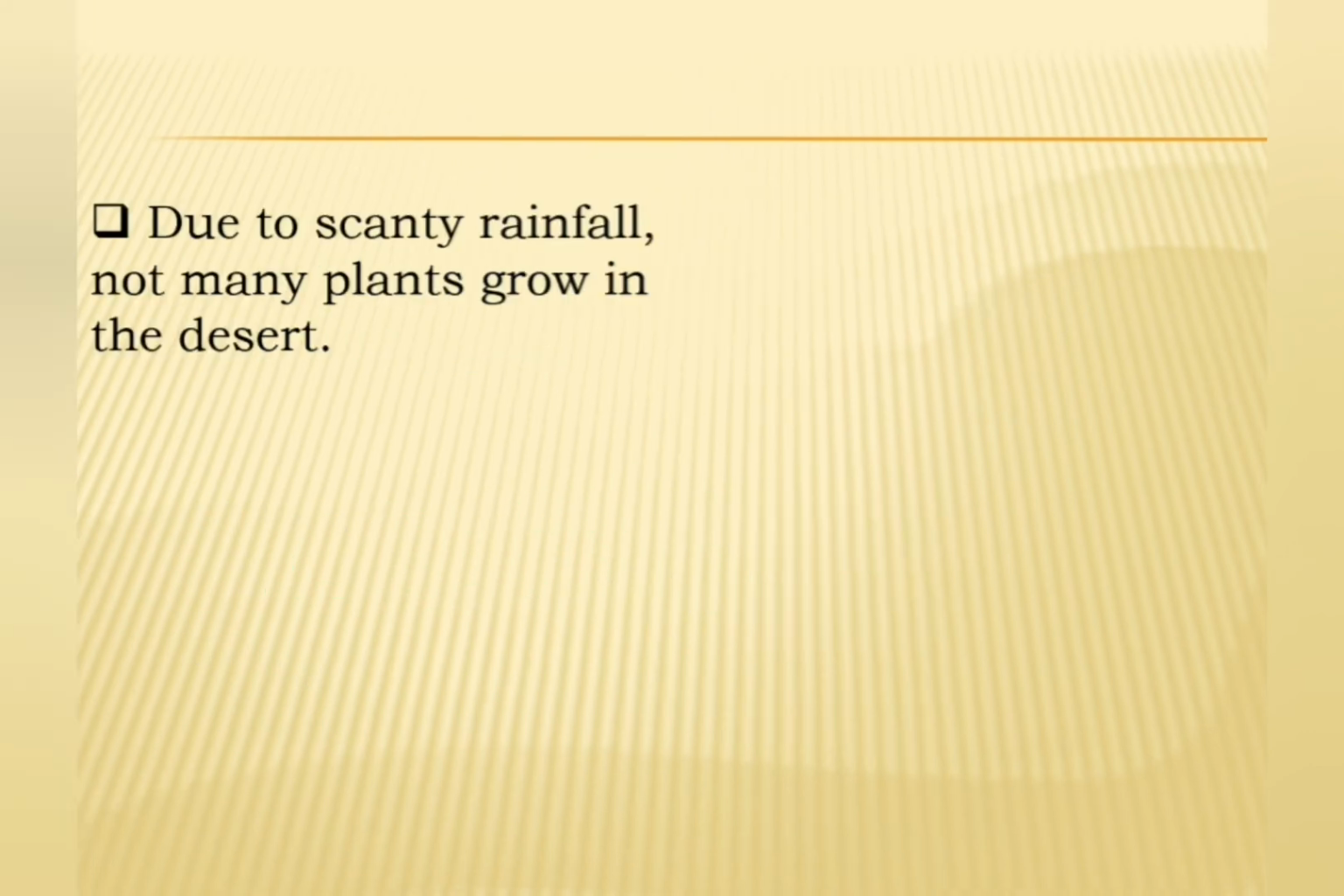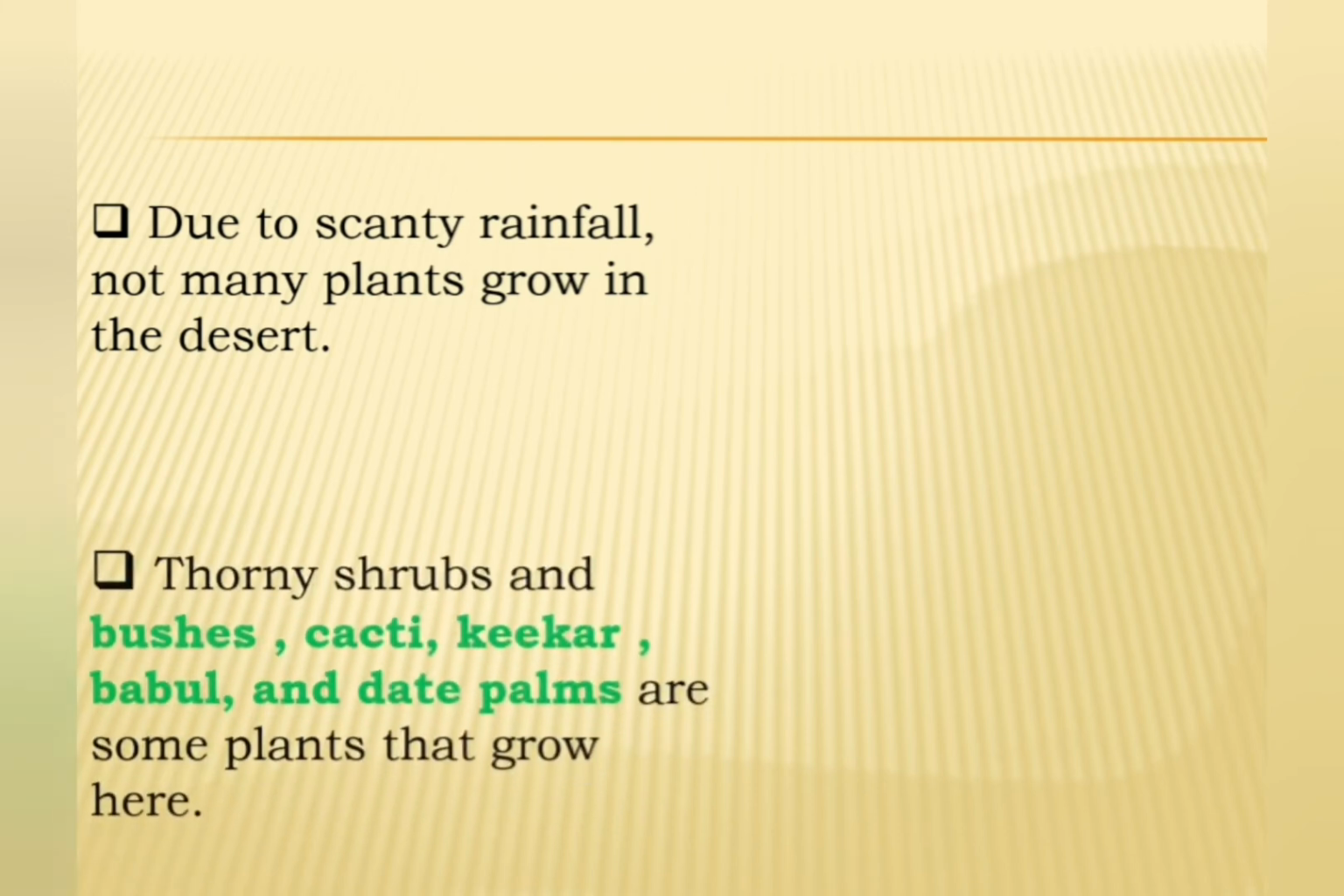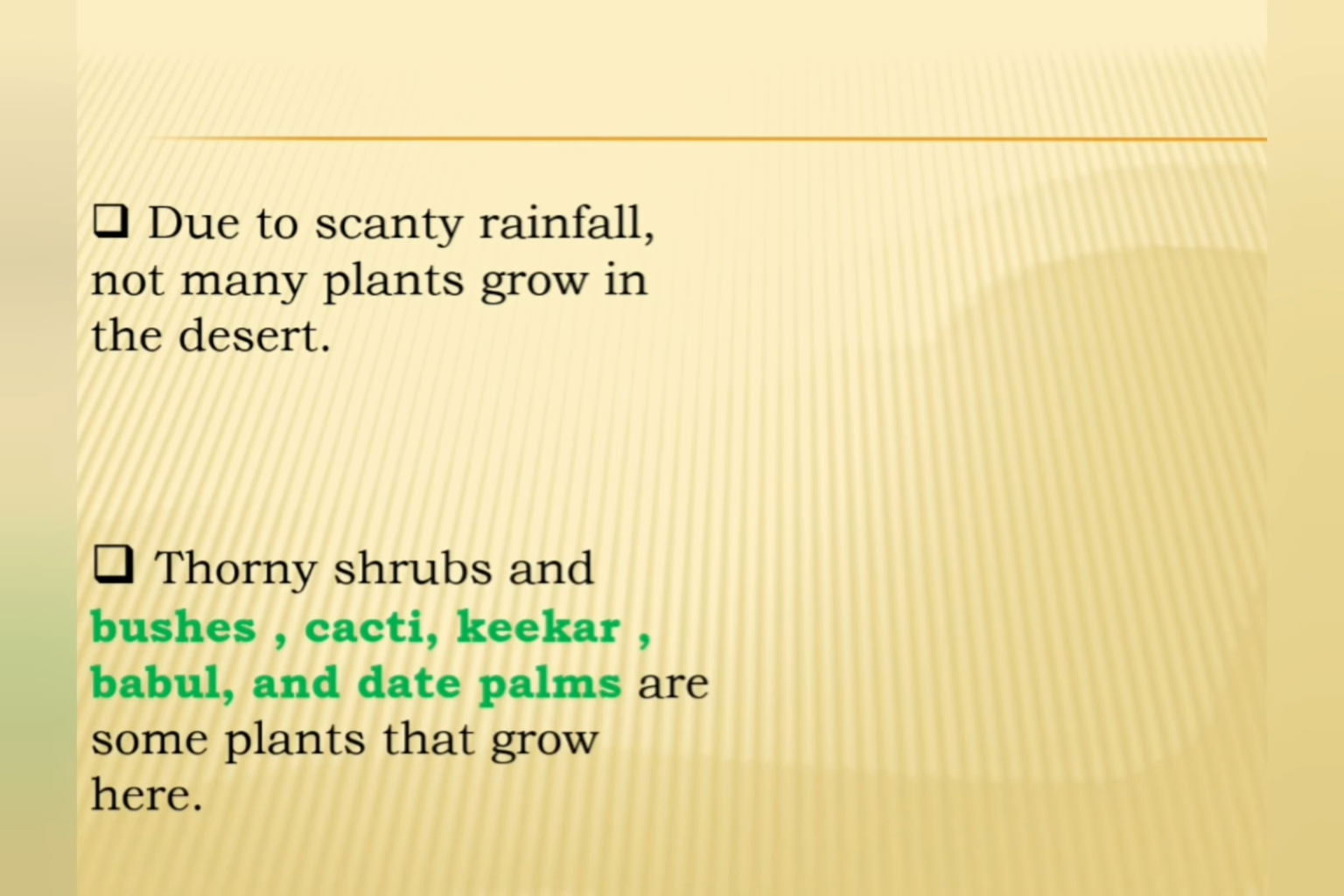Due to scanty rainfall, not many plants grow in the desert. The desert receives very little rainfall. We have studied, right? So, not many plants grow in the desert. Only very small plants grow in the desert region. Few plants grow in the desert region. Thorny shrubs and bushes, cacti, kikar, babul, and date palms are some plants that grow here.